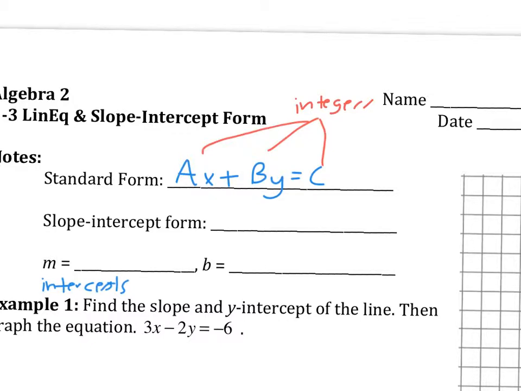Generally speaking, standard form has the variables on one side. X is here, Y is here. Over on this side is a constant. And over here, I do want to point out that generally speaking, A is positive. It doesn't have to be, but generally speaking, A is positive.